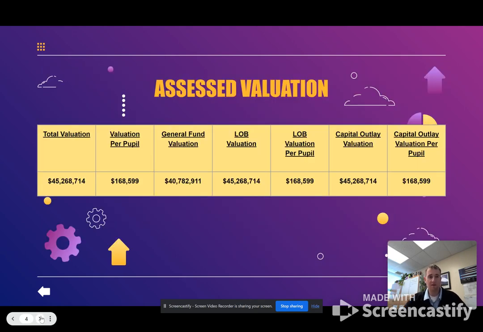Looking at our assessed valuation, total valuation, we have just over $45 million. General fund valuation is lower at just over $40 million, with capital outlay and local option budget the same, just over $45 million, for a per pupil valuation of just over $168,000.